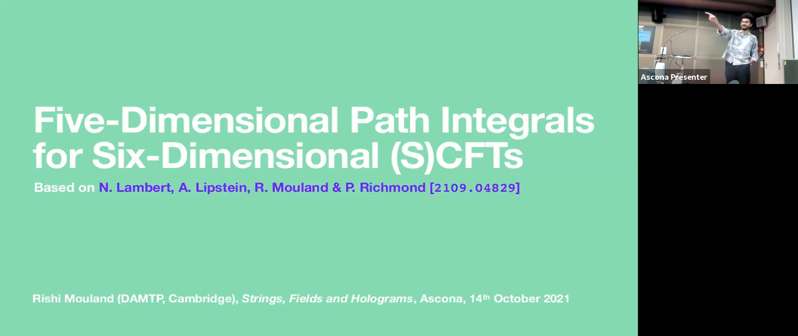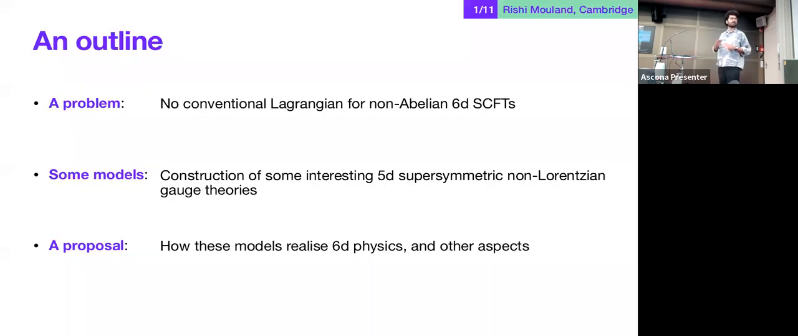And so I'm going to talk to you about five-dimensional path integrals for six-dimensional SCFTs. This is based on recent work with Neil Lambert, Arthur Lipstein, and Paul Richmond. I'll give you a quick overview of really what I want to talk about. I first want to discuss a problem that will be familiar to some of you, which is the fact that there is no real convincing Lagrangian description for six-dimensional SCFTs.